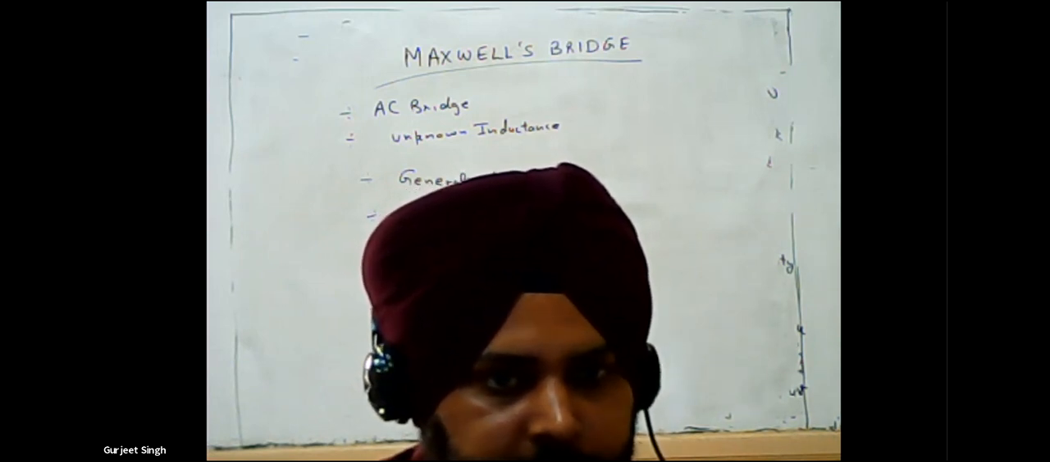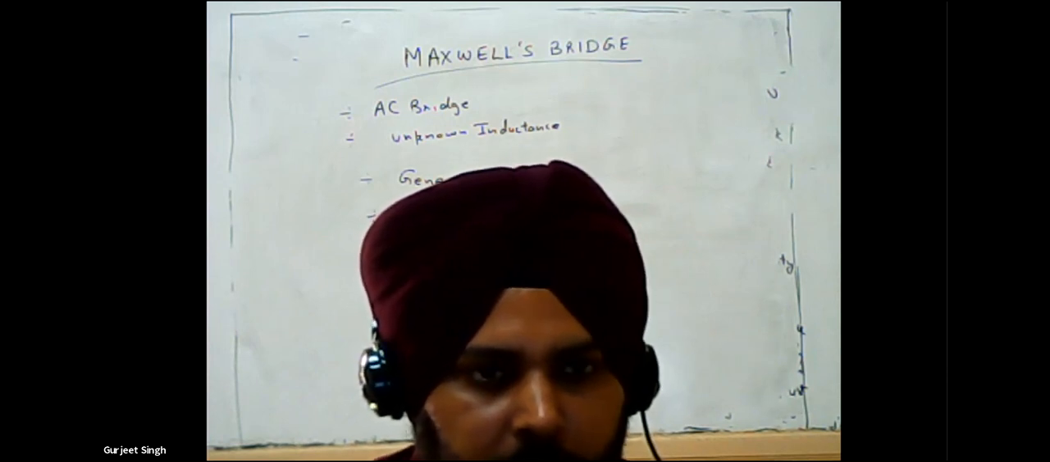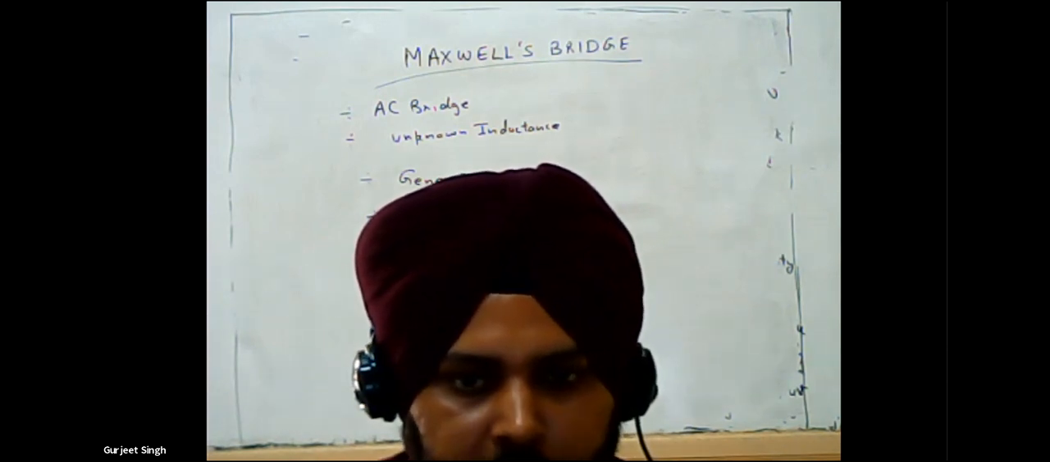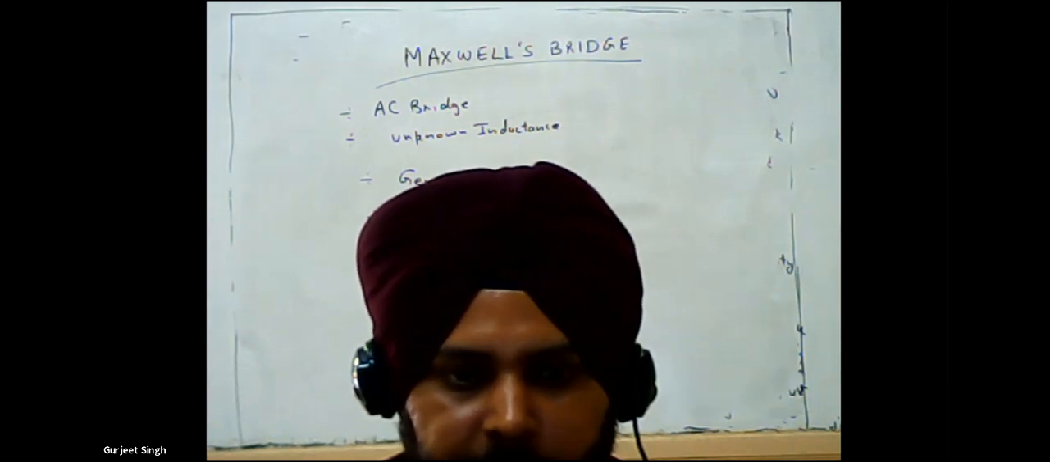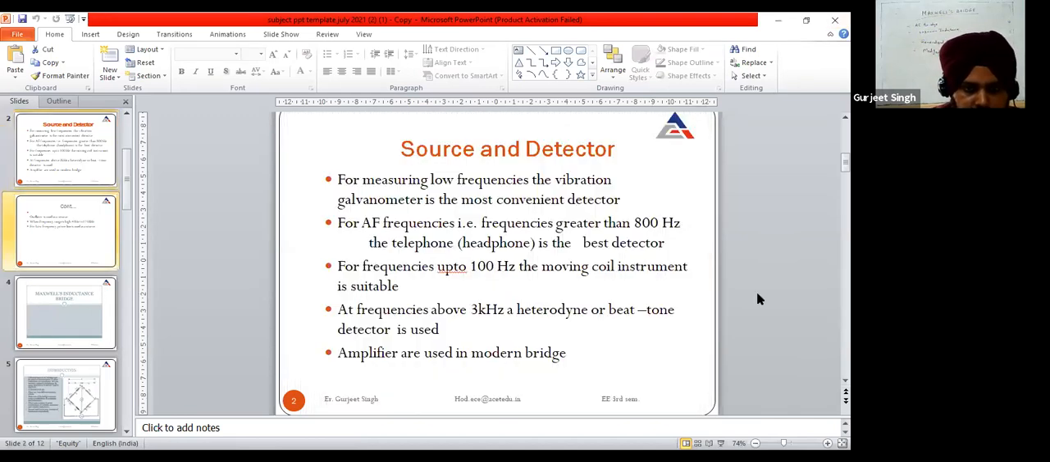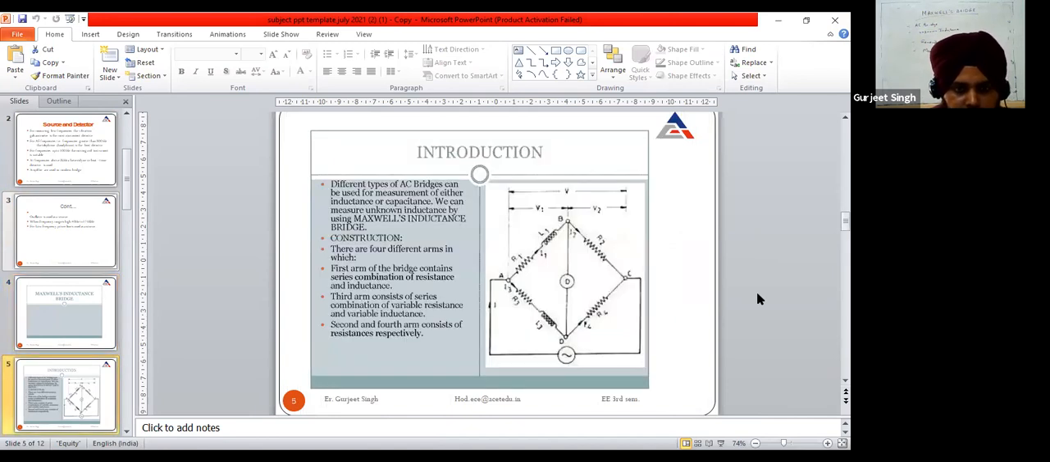So this bridge is called the Maxwell inductance capacitance bridge. I will share one PPT with you and explain the Maxwell inductance capacitance bridge. First of all, this is the Maxwell inductance bridge. This is an AC bridge, used to find out the value of the unknown inductance.